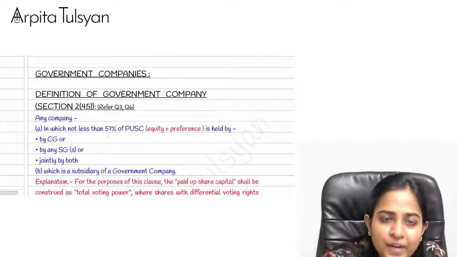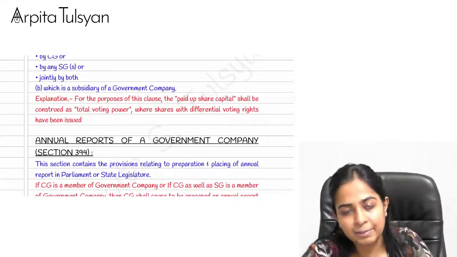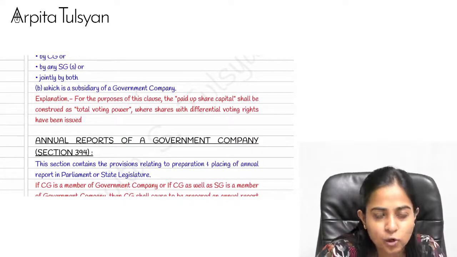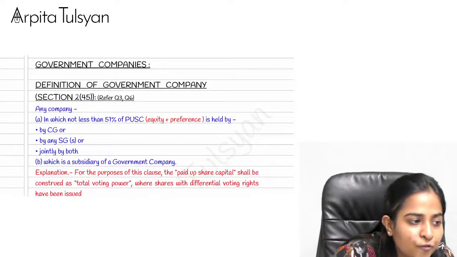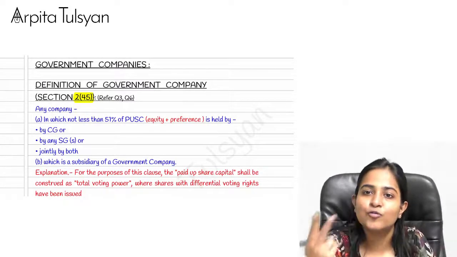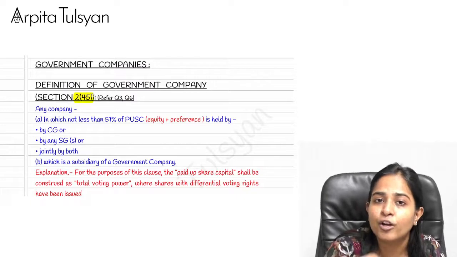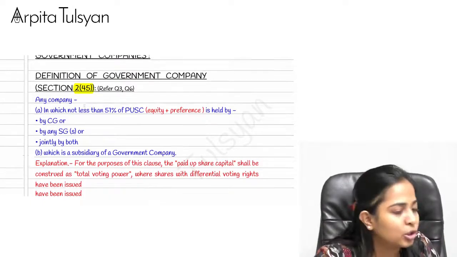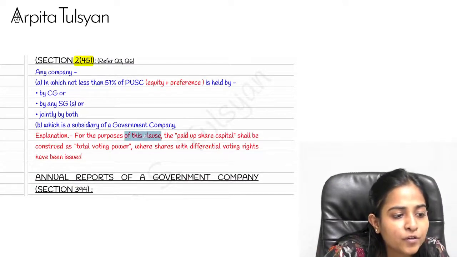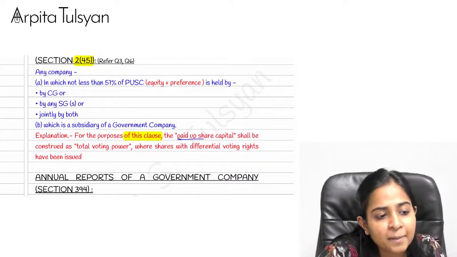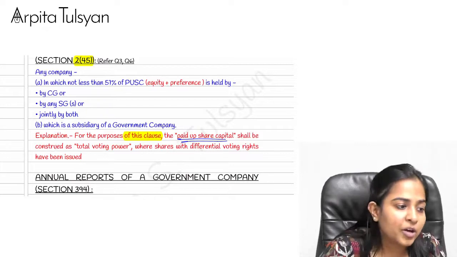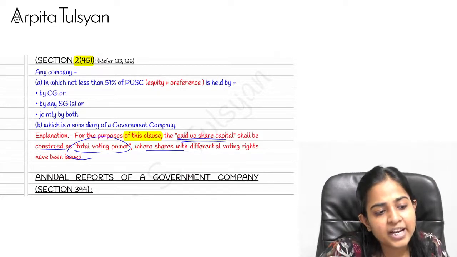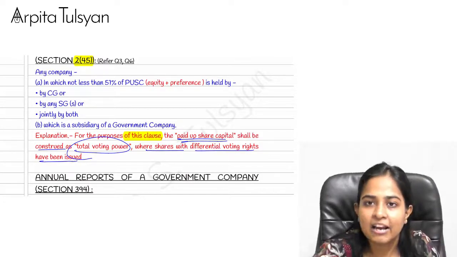And then there was one explanation which was inserted some time back in this particular definition. That was for the purpose of this clause, that is section 2 clause 45, just like we did it for the foreign companies. Remember section 2 clause 42. So similarly, section 2 clause 45, for the purpose of this clause, the paid up share capital shall be construed as total voting power where shares with differential voting rights have been issued.